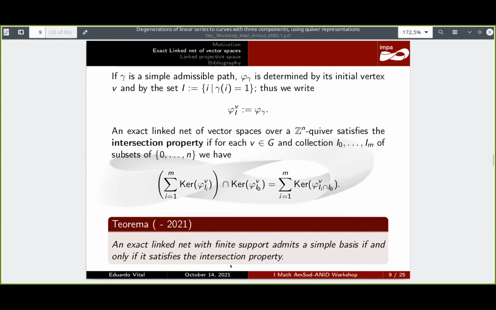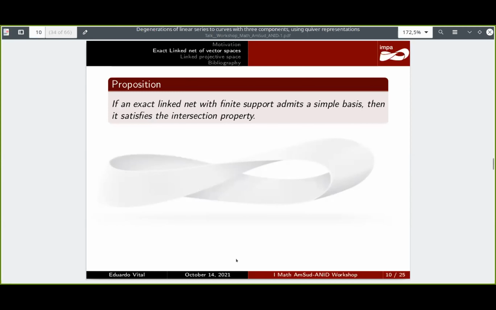So we give an idea of the proof of this theorem. First, we look at one direction: if an exactly linked net with finite support admits a simple base, then it satisfies the intersection property. If the linked net admits a simple base, we can describe the kernels of the intersection property with some set theory conditions. And this verification, the set theory proof, is not that difficult.